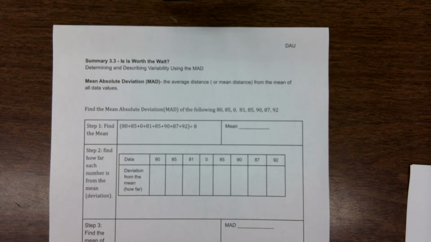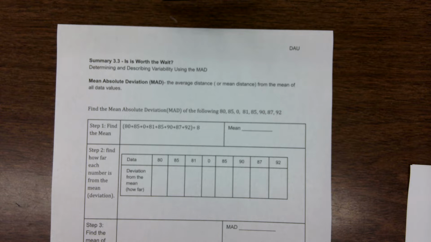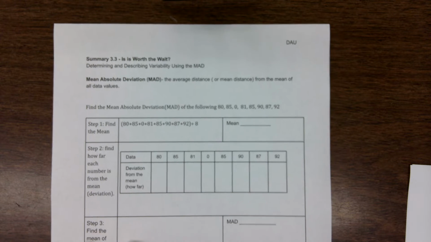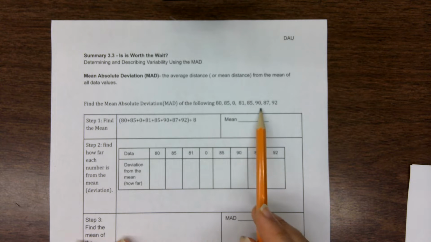Is it worth the wait? Determining and describing variability using the MAD. So the mean absolute deviation, or the MAD, is the average distance, or the mean distance, from the mean of all data values. Okay, so our first thing, find the mean absolute deviation of the following.